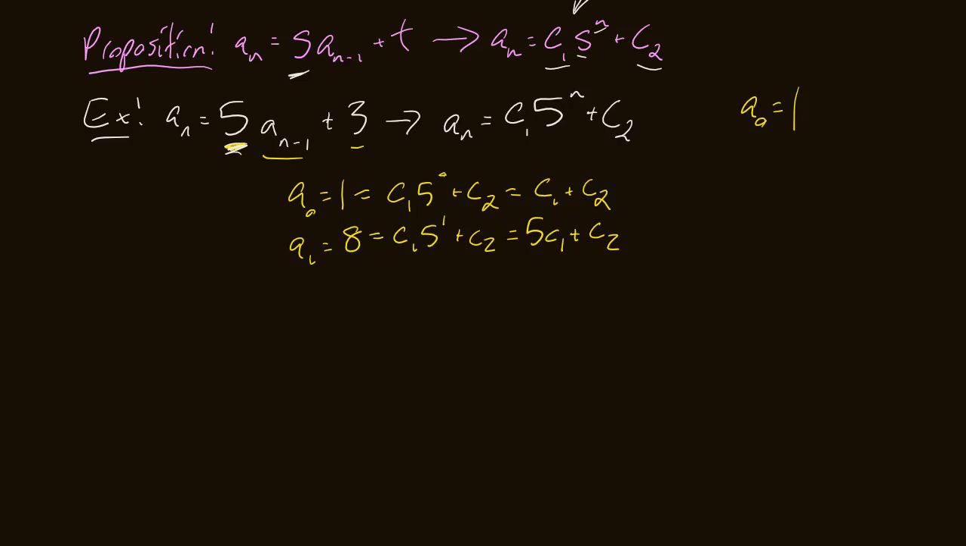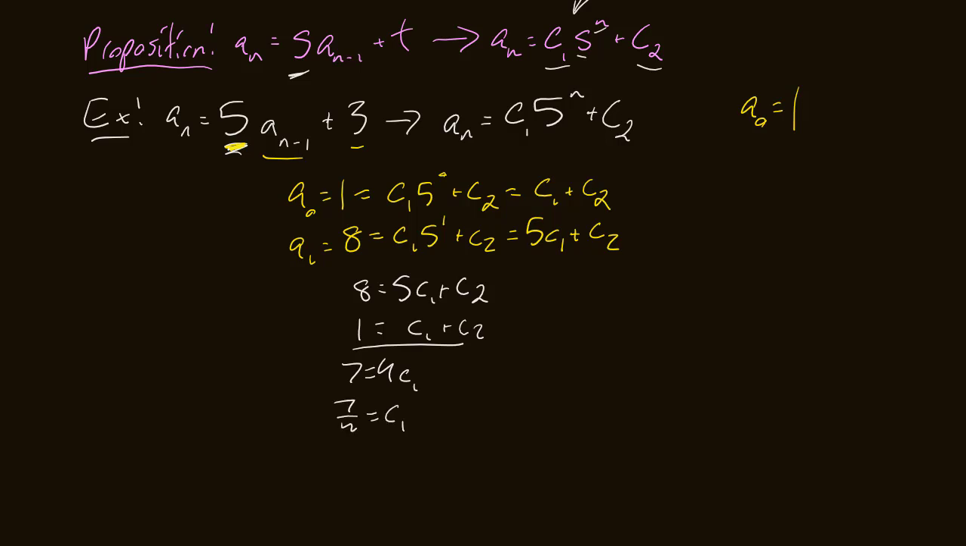So we have 8 is equal to 5 times c1 plus c2. We also have 1 is equal to c1 plus c2. We want to solve for our variables. I'm going to do this fast because technically you should know how to do this if you're doing discrete math, but it's all right if you don't. Subtracting our bottom equation from our top one, we get 7 is equal to 4c1, and then solving for c1, we get 7/4 is equal to c1.